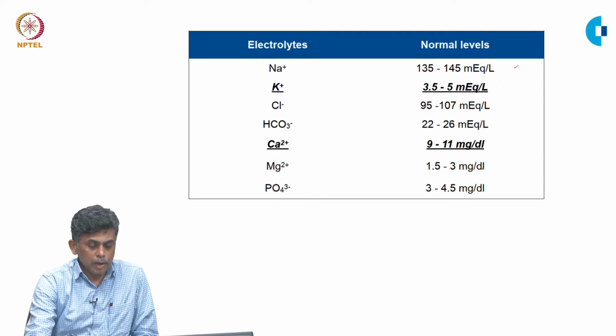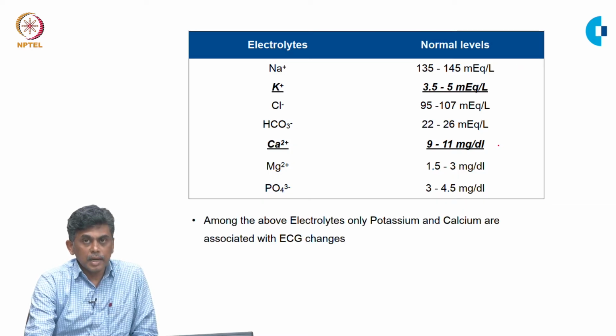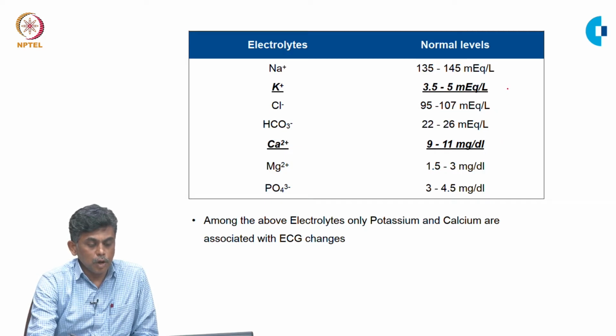Of the electrolytes, what I have marked in bold and italic are the two electrolytes which are associated with ECG changes. So, potassium and calcium are the two electrolytes associated with ECG changes. And as you see, the normal potassium is 3.5 to 5 milliequivalents per liter, and the normal calcium is 9 to 11 milligrams per deciliter.